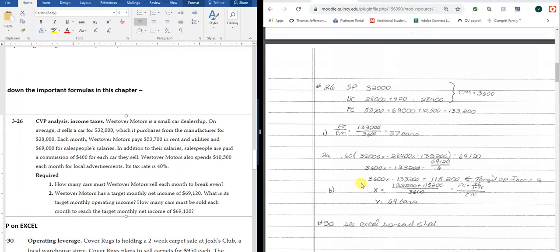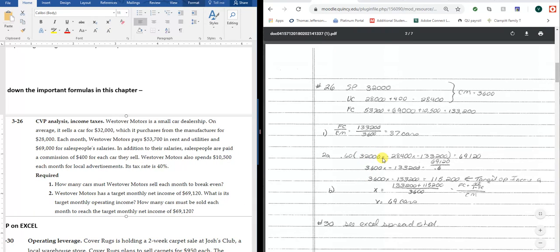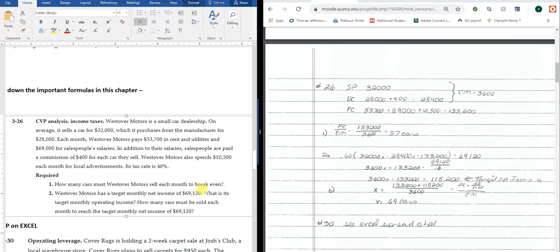Anyway, I'm going to take selling price times X because I want to solve for X. How many cars? So I'm solving for X. Selling price times X minus variable cost times X minus fixed cost equals $69,120. But notice the $69,120 is after taxes of 40%. So if this is after taxes and the tax rate is 40%, then this is 60% of the remainder. So 60% of this side equals $69,120.